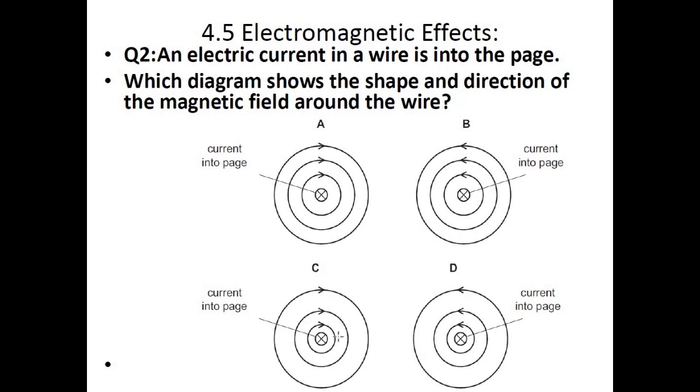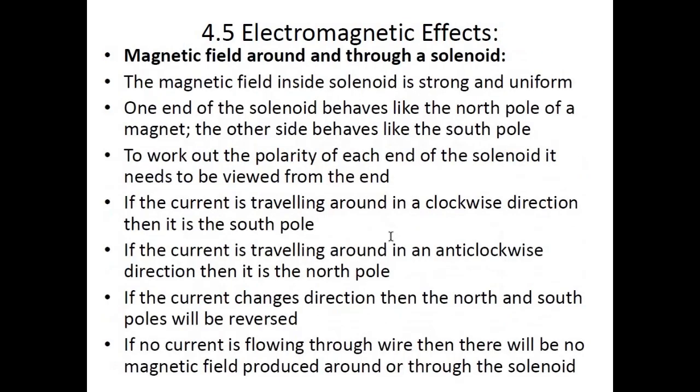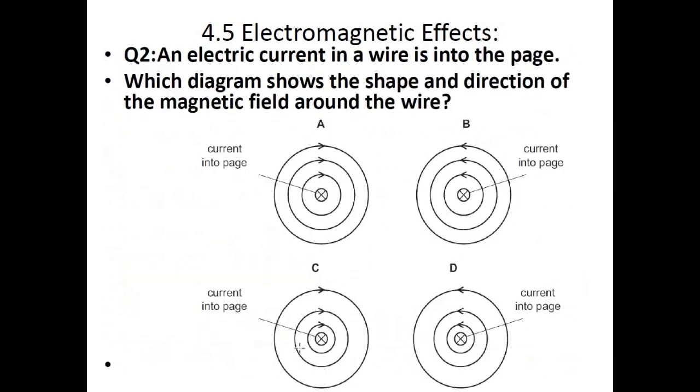So that means either A or C should be the answer. Now, before we have studied that as you go away from the wire, the field lines become further apart, whereas over here all the field lines are equidistant. That means this cannot be our answer and C is the right answer.